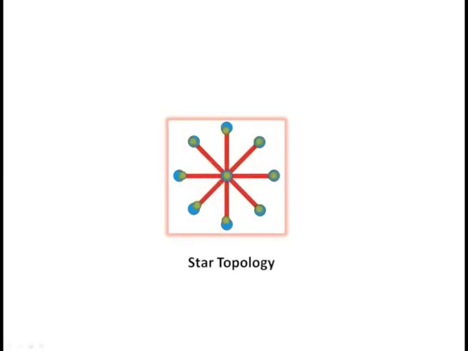Star topology is the most commonly used topology in LANs. In this topology, each node is connected directly to a central network hub or switch. Each workstation has a cable that goes from the network card to the network hub. The star topology resembles the spokes in a bicycle wheel.